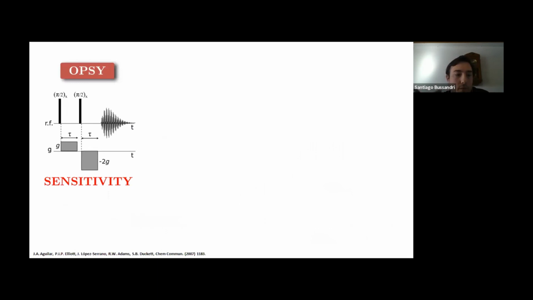In order to remove any thermal contribution, the OPSI sequence was released years ago. It exploits this double quantum feature of the Pasadena initial operator. And this could result in an enhancement in the sensitivity, because a better signal to noise ratio can be achieved, enhancing the receiver gain and avoiding any saturation because we eliminate any thermal contribution.